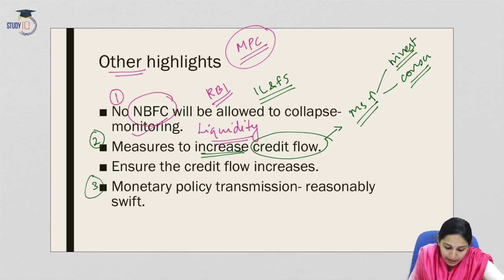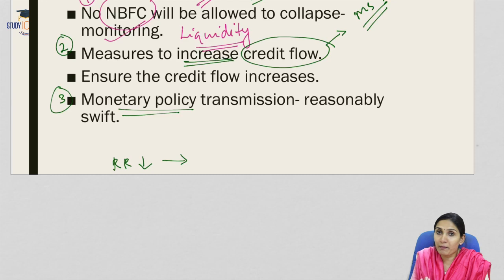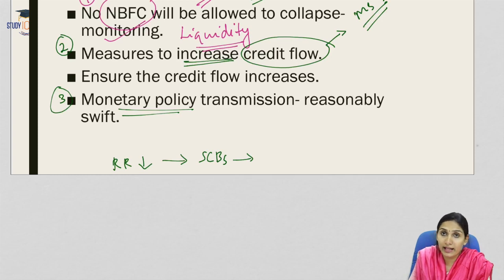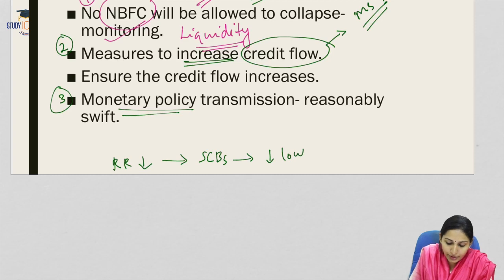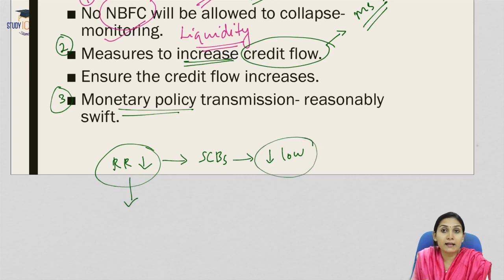Now again, thirdly, about the monetary policy transmission. Now what is meant by monetary policy transmission? We have seen that when the repo rate is reduced, what should happen? The commercial banks would be receiving the loans from RBI at lower rates of interest. So scheduled commercial banks, in turn, should be able to provide finance or credit to the public at low rates of interest. So this is called monetary policy transmission. So when RBI cuts down the repo rate, then the customers or the general public should be able to get loans at cheaper rates of interest.